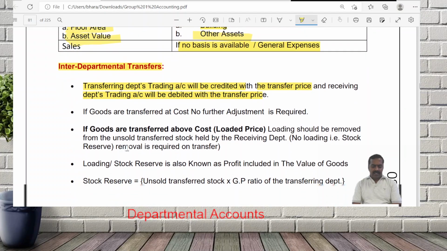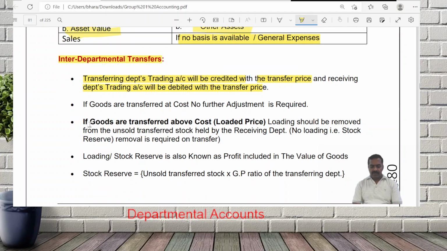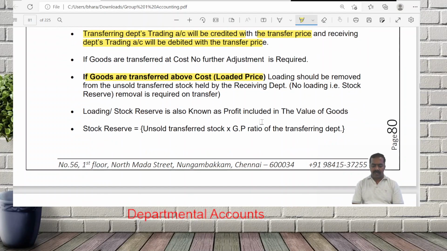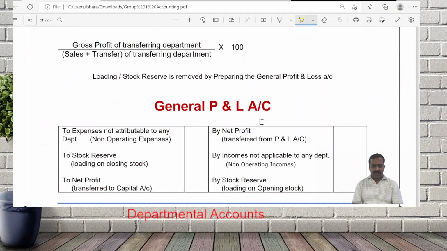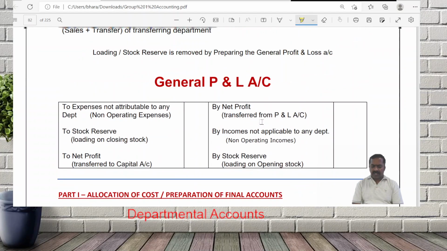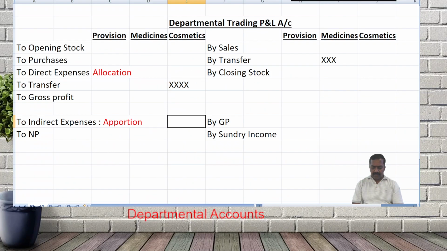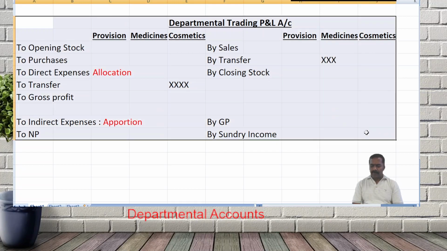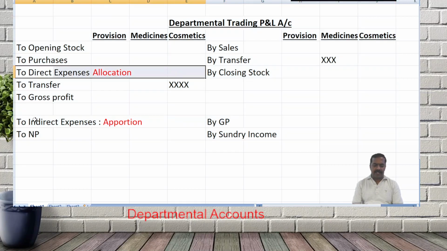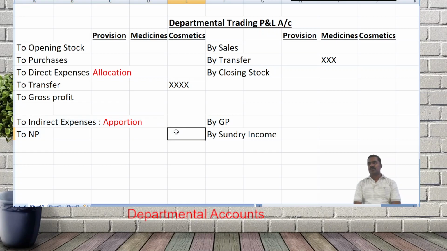Then the other three bullet points, I will come to that later. If goods are transferred above cost, at a loaded price, what to do? Let me not add the load now, I will come to that later. I will come to the general P&L account later. As of now, don't copy this also. This we know. How to prepare a trading account, we know. Only thing is that we are going to prepare in which format? A columnar format. Direct expenses you directly charge, indirect expenses you apportion on a suitable basis.